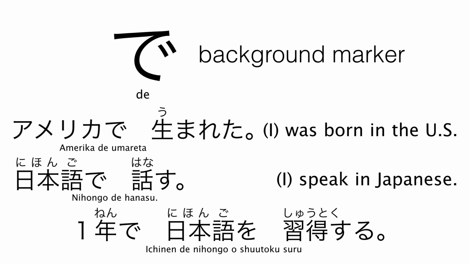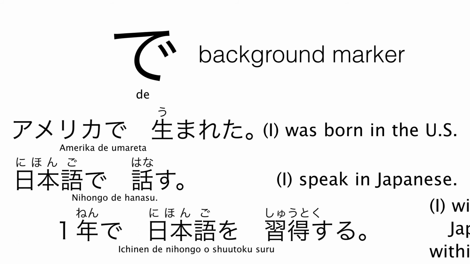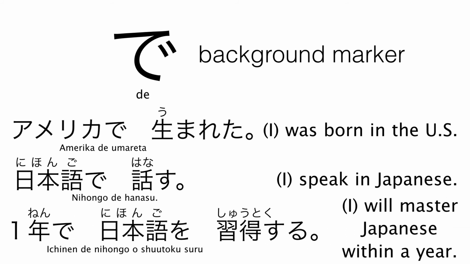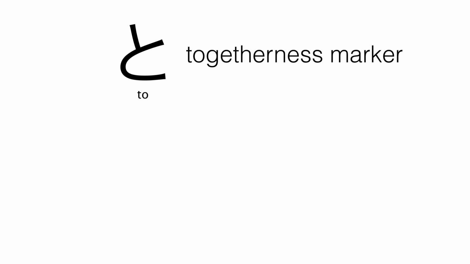The last example, 1年で日本語を習得する。1 means the number 1 in Japanese, and 年 means year. So 1年 means 1 year. 習得する is a verb meaning to master something. So the sentence means I will master the Japanese language in a year. 1年 is a time frame during which the act of your mastering Japanese will take place, therefore marked by the background marker で. Notice here you can't say 1年に because に can only mark a specific point in time, not a duration. Now let's move on to the togetherness marker と.